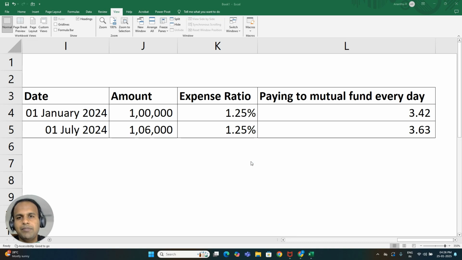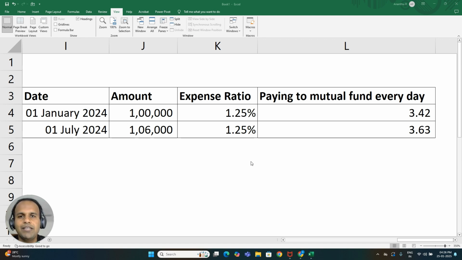Hi guys, today let me make the concept of expense ratio in mutual fund very clear to you, because many people used to ask me what is expense ratio and how does that impact your return. So expense ratio is nothing but a ratio of total AUM, asset under management, which is used towards the expense of running that mutual fund.